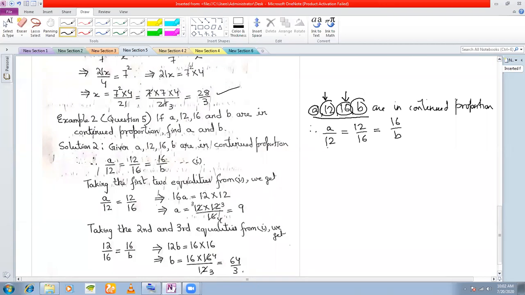Now if I take the first two ratios, a by 12 is equal to 12 by 16. Cross multiply, I can solve for a, which I have done here to get a is equal to 9.